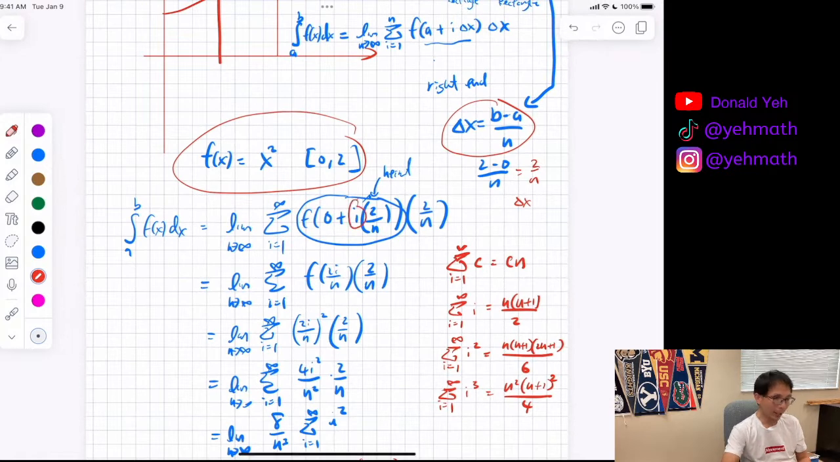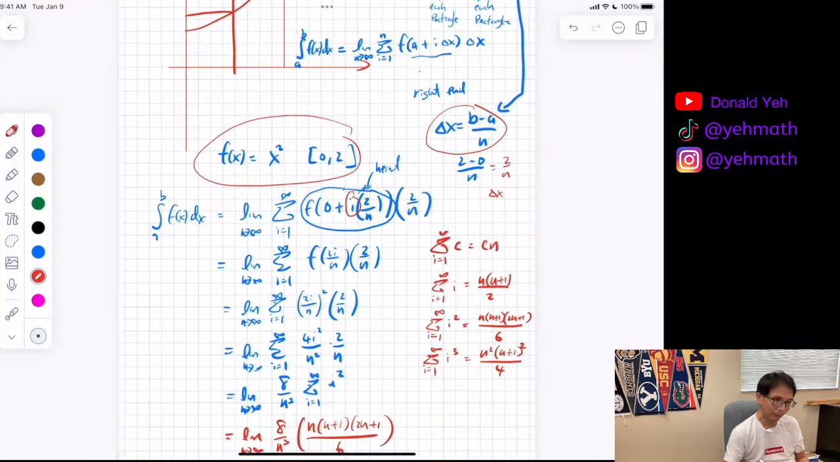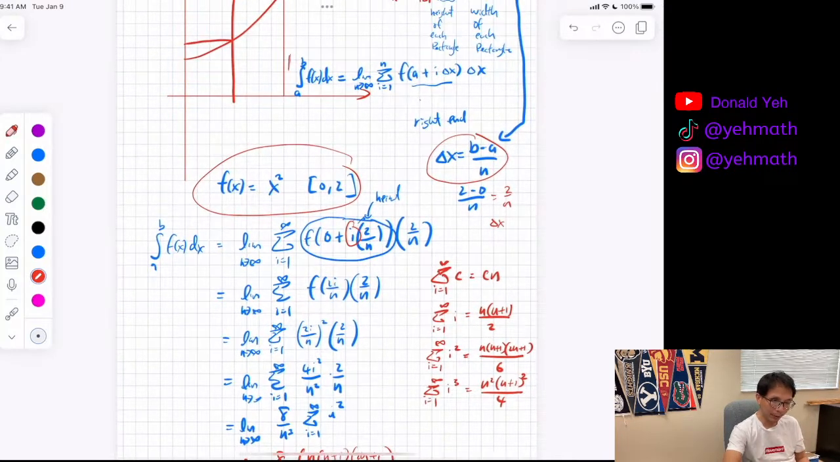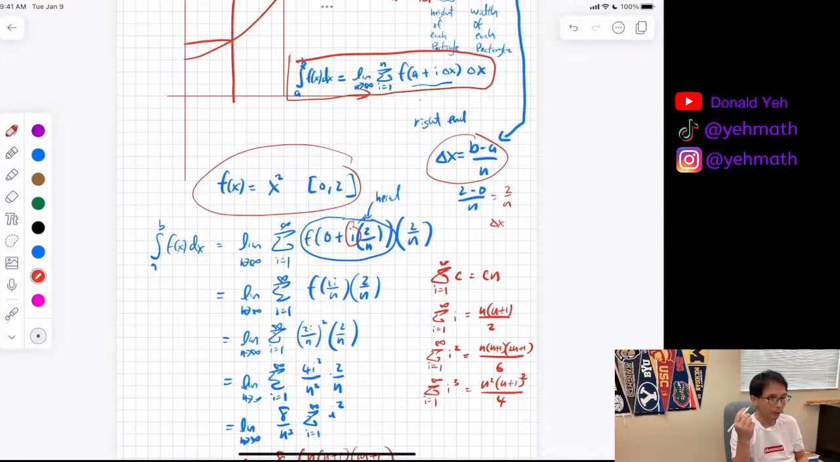Now, i is a series of numbers from 1 to infinity. That's okay, I can explain it to everybody here. Basically, we're going to use the right endpoint definition of integrals: a plus i delta x. Now I'm going to plug in 0 for a, and i, which is each number from 1 to infinity, and 2 over n is each change.